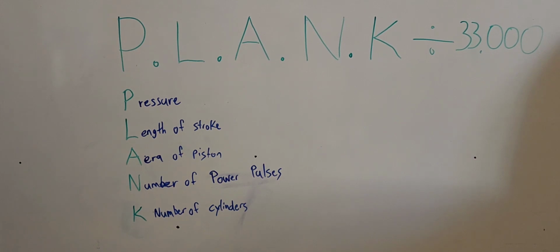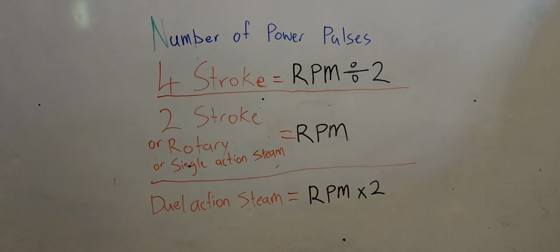Now this formula is a formula for horsepower, but it does not include RPM. What it is using is cylinder pressure, displacement, and power pulses. The displacement is highlighted in red. Now, when using the formula for Plan divided by 33,000, the important thing to consider is the number of power pulses. Now, a power pulse is the power stroke of that particular engine.